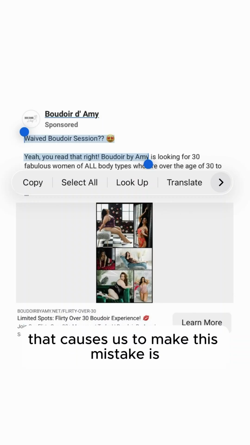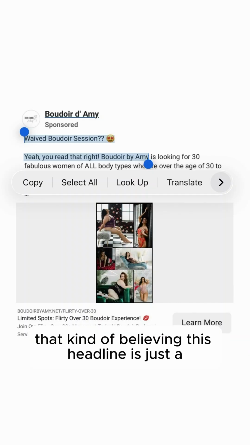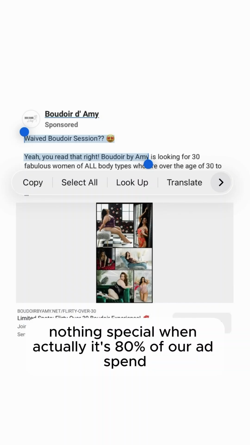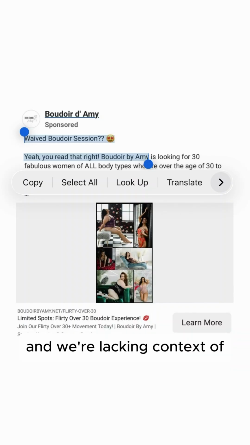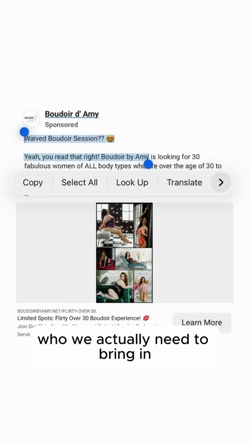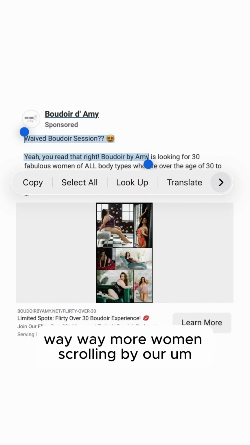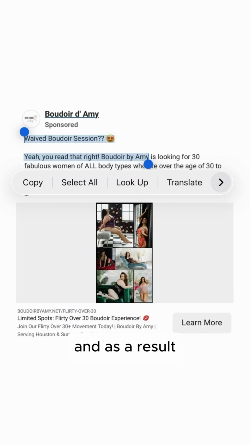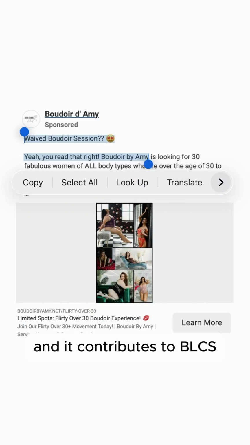And the false belief that causes us to make this mistake is that this headline is just nothing special, when actually it's 80% of our ad spend. So we're not really focused too much on it, and we're lacking context of who we actually need to bring in. So the consequence of this is way more women scrolling by our Boudoir Facebook ad than necessary, and as a result, it pulls our unique CTR all down under 6% and contributes to BLCS, Boudoir low click syndrome.